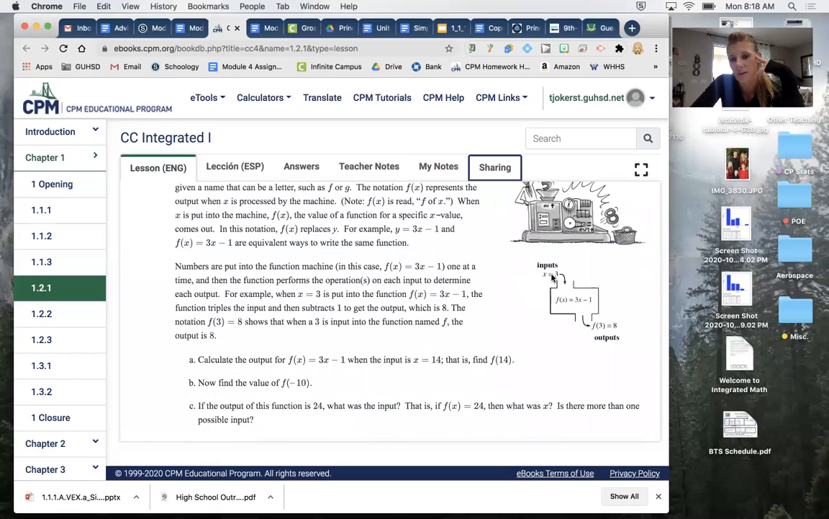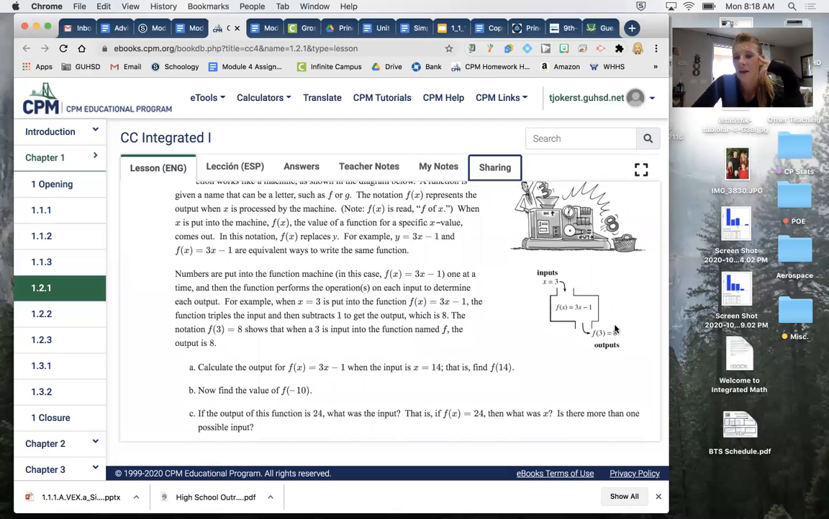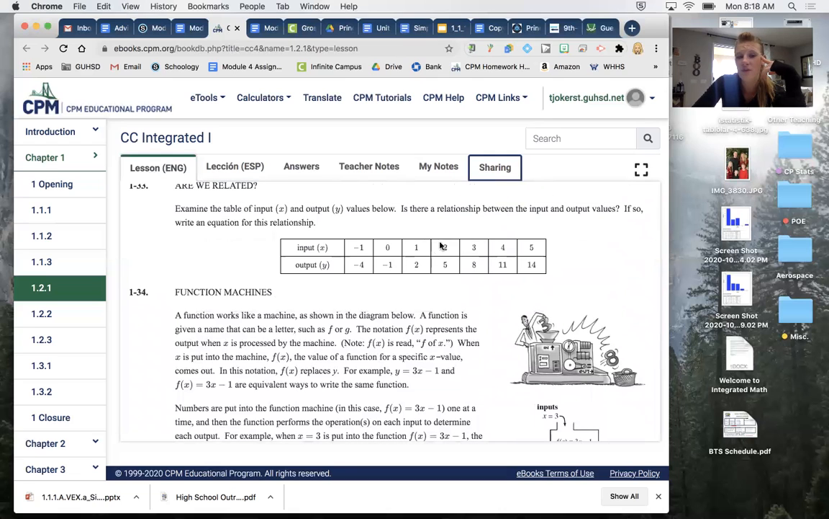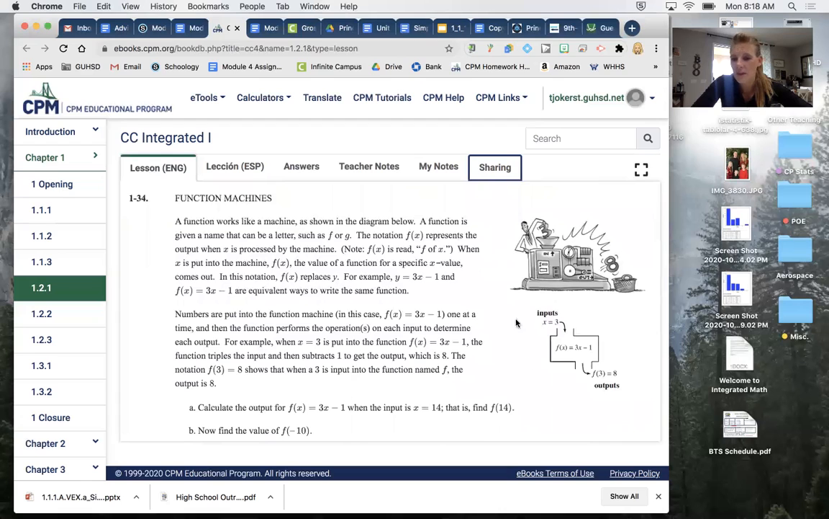Well, let's double check. When I plug in 3 into this machine, I have 3 times 3, which is 9, -1, which is 8. You'll see it says F of 3. That's F of X. It's okay if you don't know this form yet. Just understand that it pops out as an 8 on this side. So this is showing this function machine right here. You're going to practice a little bit with these function machines.